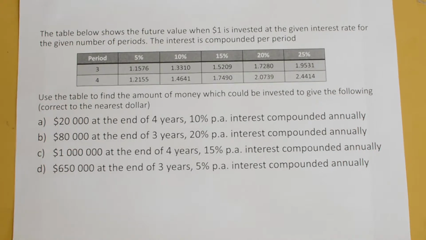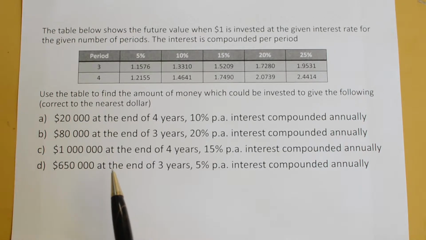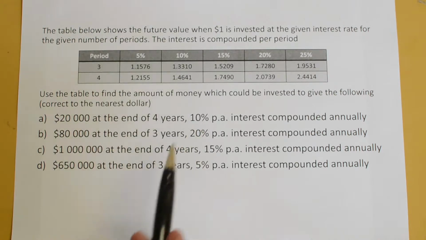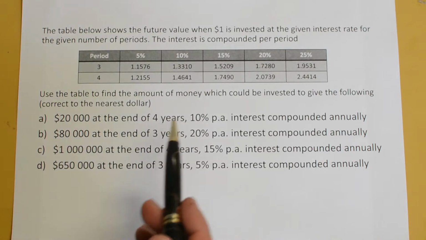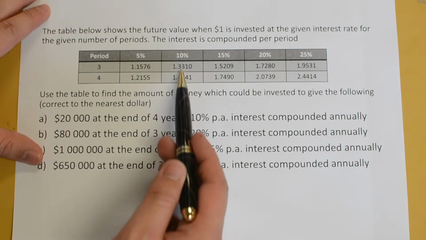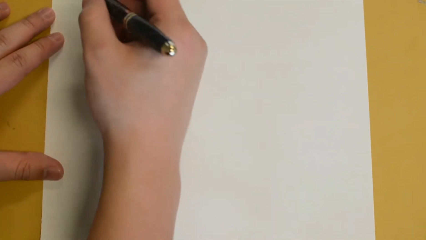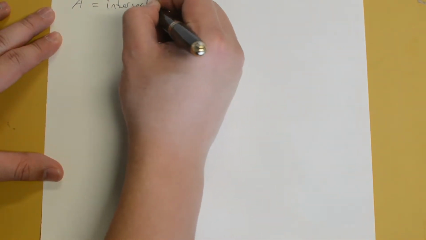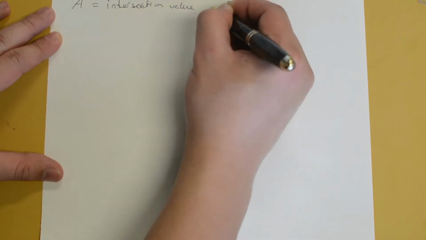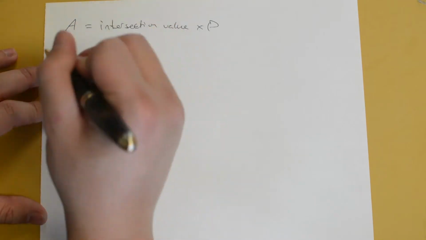Part A says if you have $20,000 at the end of 4 years, at 10% per annum interest compounded annually, we need to find the principal. What was invested so that at 10% compounded annually, you get $20,000 at the end of 4 years? So our intersection value, 10%, 4 years, is 1.4641. And remember that our amount should be the intersection value multiplied by the principal.